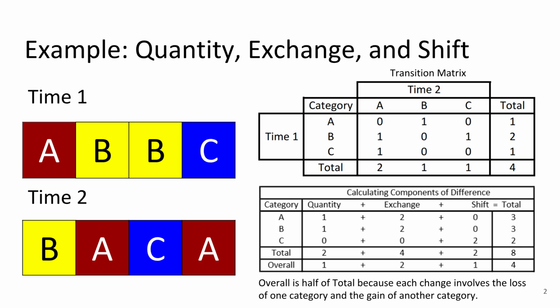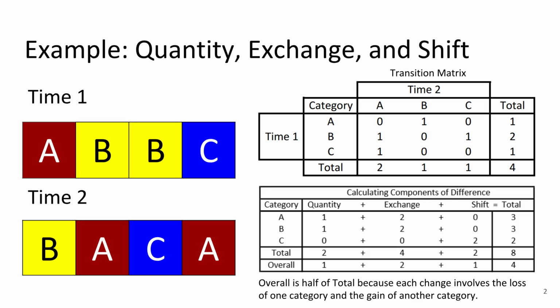Previous work by Pontius and Santacruz showed how to compute difference size for a categorical variable as the sum of three components: quantity, exchange, and shift. See the video linked in the description box for more information on these three components. Here, we show an example of all three components with an application to change analysis.